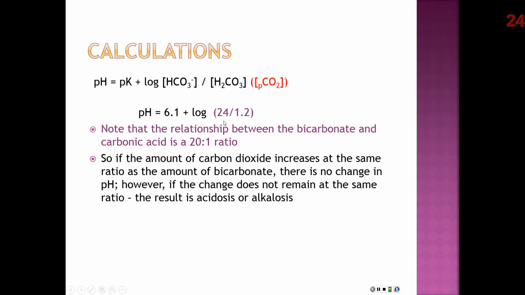Looking at what we just went through, understand that in a normal pH value, something that ends up being somewhere in the range of 7.35 to 7.45, the relationship between bicarbonate to carbonic acid is a 20-to-1 ratio.